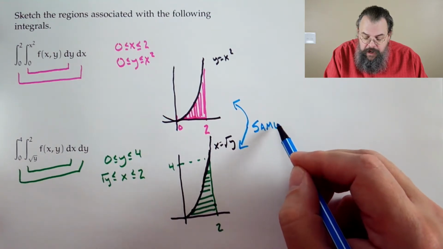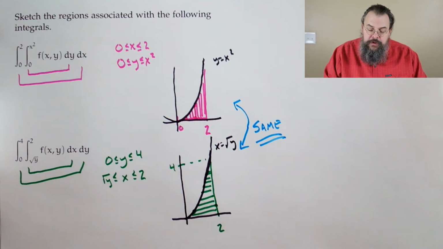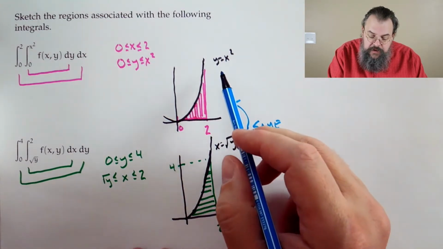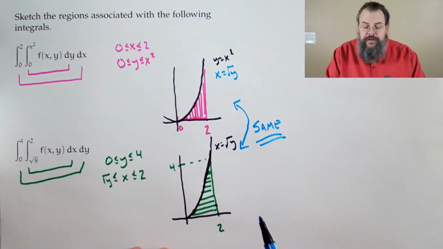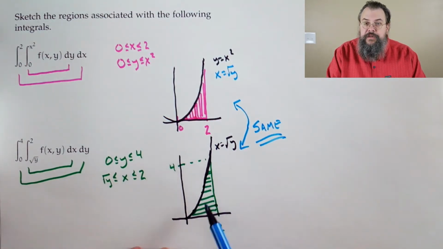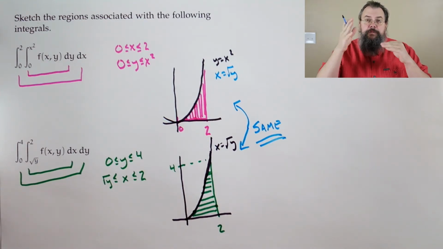And so, wow, cool. Now, you might say, wait, how do we know that? Well, notice, if y equals x squared, that's the same as x equals square root of y. So it's really the same bounding curve. And so, what's the difference? Well, the difference is the order of integration, how we're thinking about breaking things up in terms of slicing.